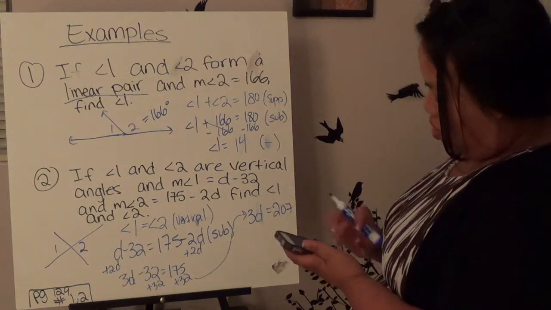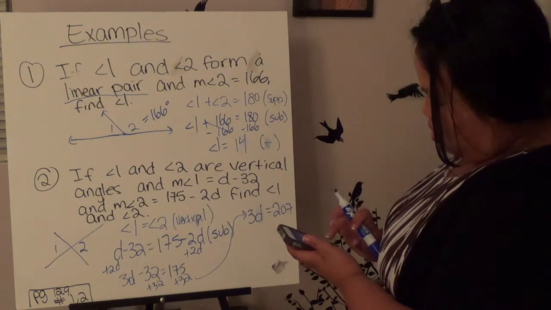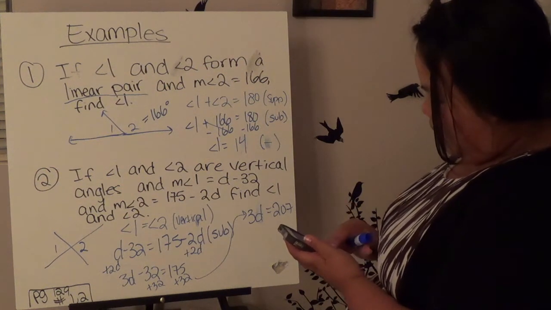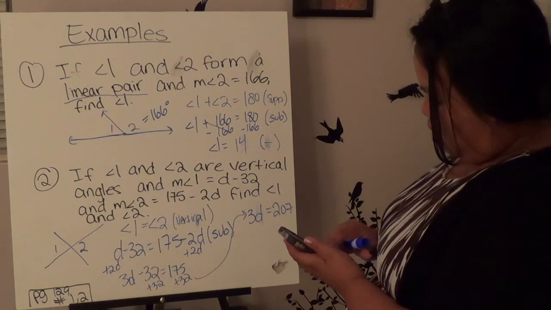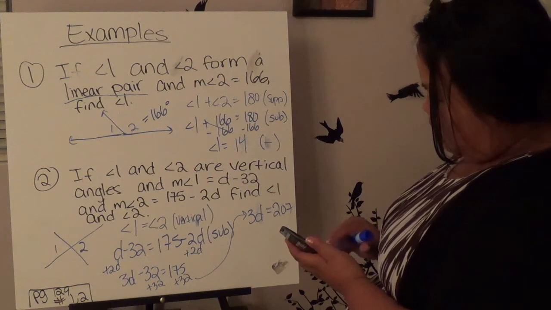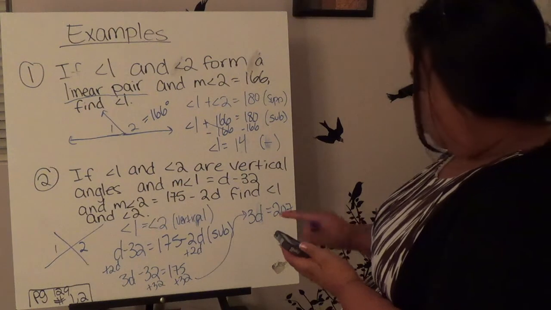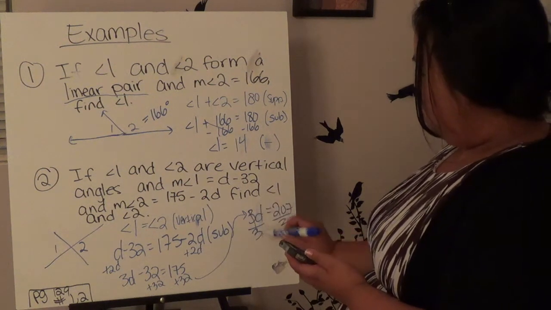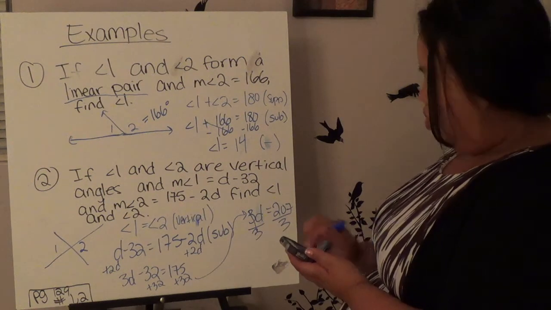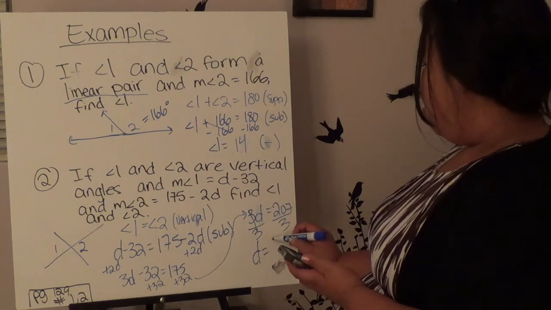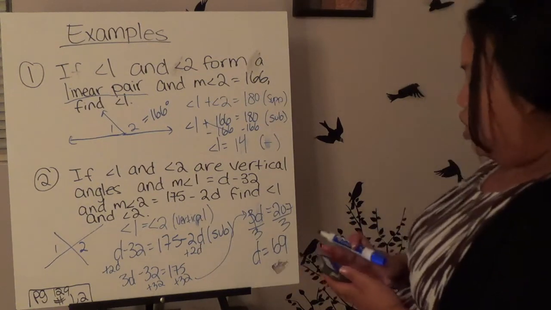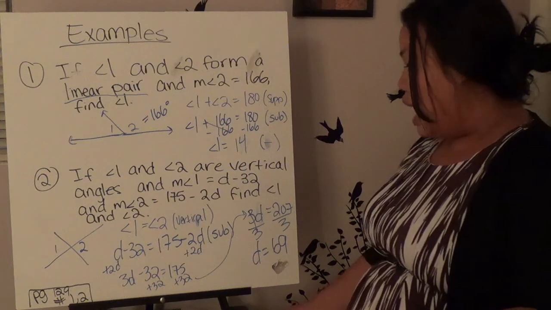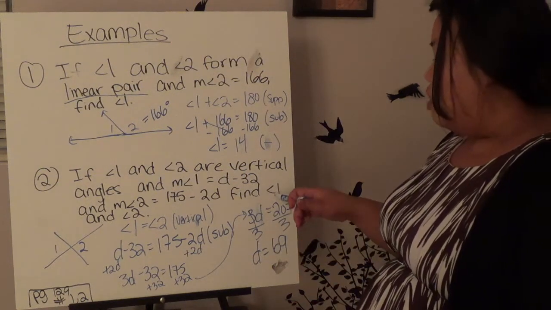Whoops, let's check here. 175 plus 32 is 207, and then I'm going to divide both sides by 3. This and this cancel out. 207 divided by 3 is 69. Now, please pay attention that this problem is not done. I run out of room on the board. But it's not done because it's not asking me to find d. It wants me to find angle 1 and 2.